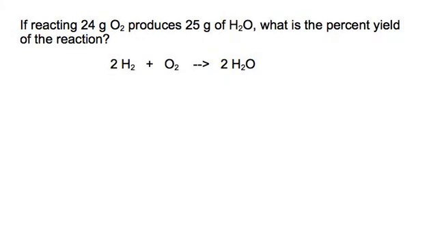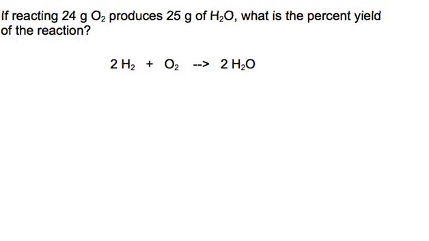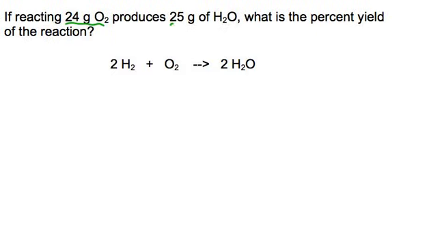All right, so here's a problem where we're asked to calculate the percent yield of a reaction. In any chemical reaction, things don't always react completely. Sometimes it's difficult to collect all the final product, but it's very rare that you get 100% of what you expect. So in this case, we have reacted 24 grams of oxygen, and at the end of the day, we ended up with 25 grams of water. So the question is, what is the percent yield? What percentage did we get of what we were expecting to get?